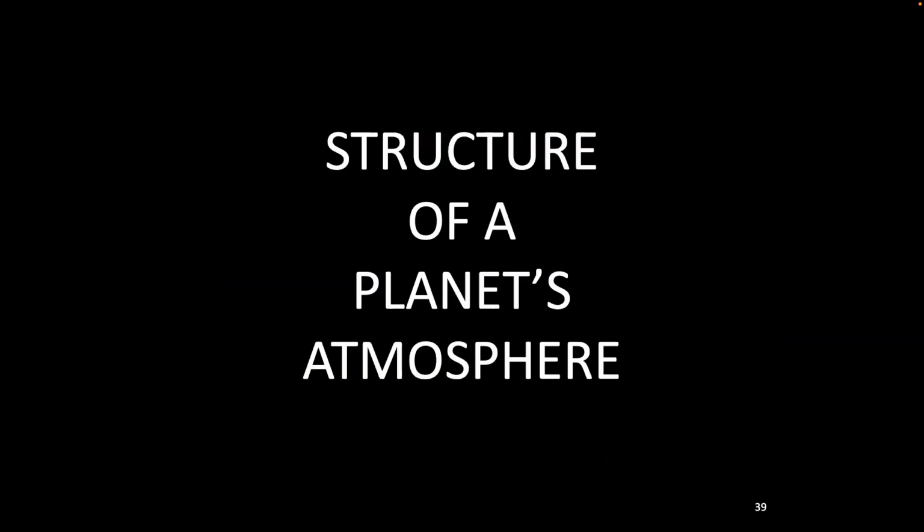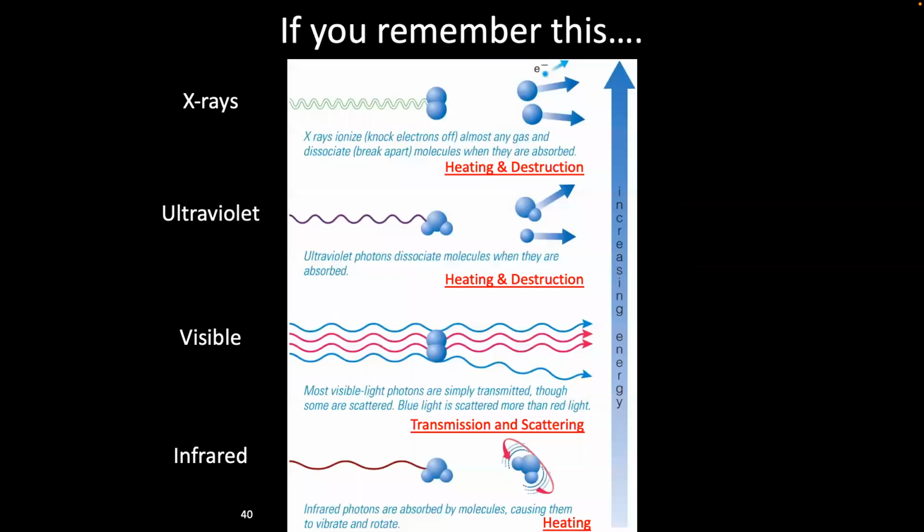Okay. Let's talk about the structure of a planet's atmosphere. I'm going to make a really bold claim. I'm going to say that if you can remember this, then you'll understand the entire structure of the atmosphere. And it's fairly straightforward, but it'll take a few seconds to digest. Okay. So at the very top, you have the most energetic form of light that we're going to consider today, X-rays. The sun gives off X-rays.